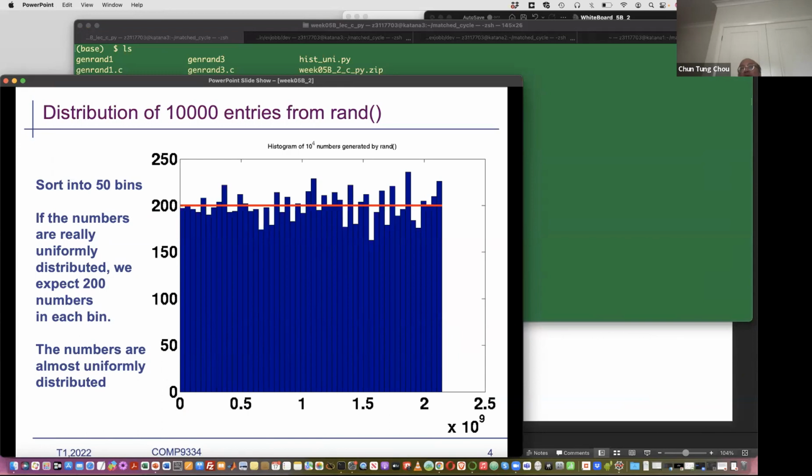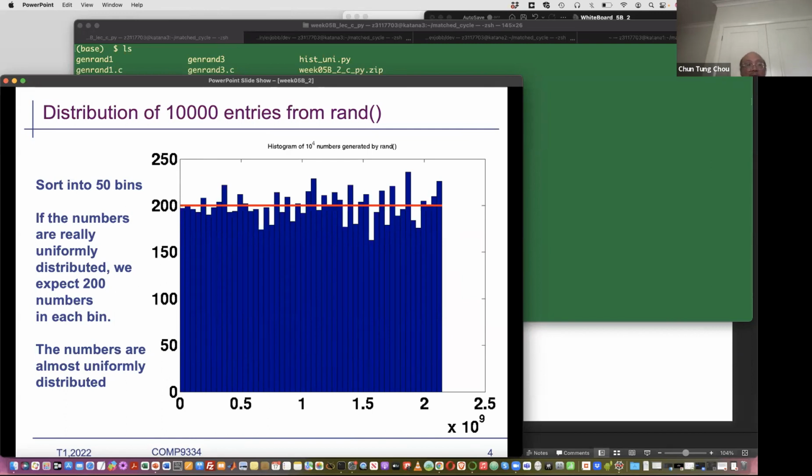What I've done is I've used this program, instead of generating only 10 random integers, to generate 10,000 of them. These random integers are as small as 0, as large as about 2.2 times 10 to the power 9. This is a histogram of the 10,000 random numbers that were generated. The bins have a certain width, and if a random number is generated within a bin, I count it once. On the vertical axis is the frequency of getting a random number in a certain bin.